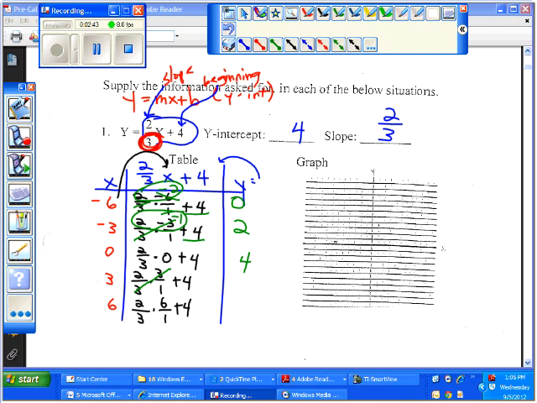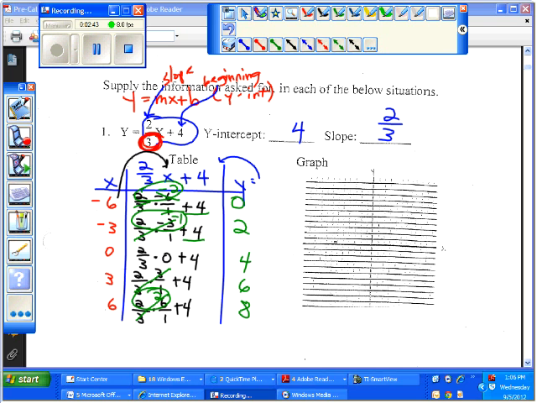3 goes into 3 once, so we're going to have 2 plus 4 is 6. 3 goes into 6 twice. 2 times 2 is 4, plus 4 is 8. So we created ordered pairs, right? When x is this, then y is that. And we know that we could have called the y f of x. Y is a function of x using function terminology that we just finished.